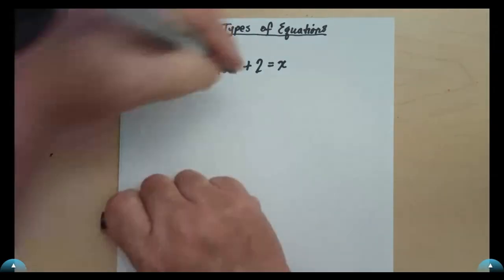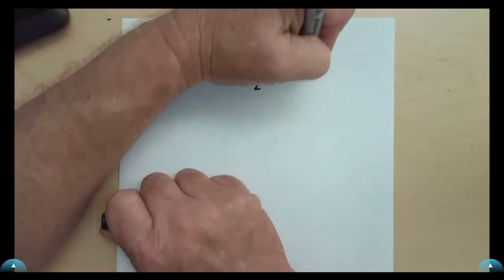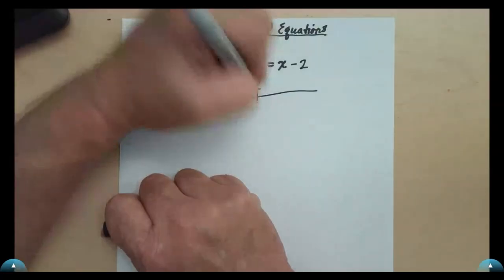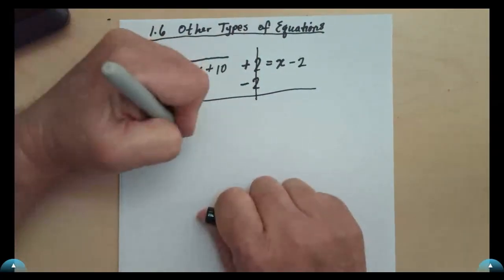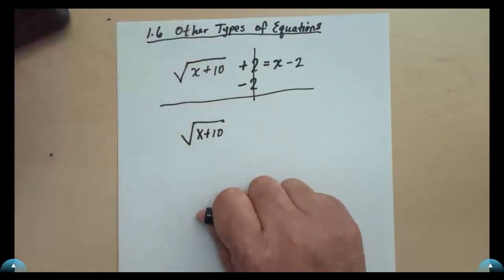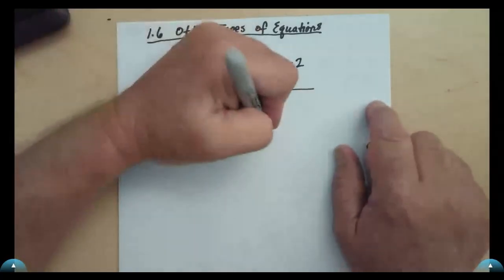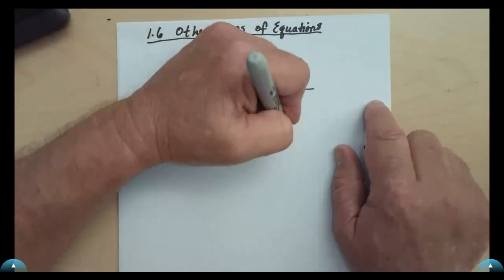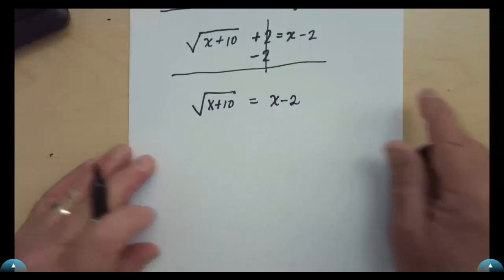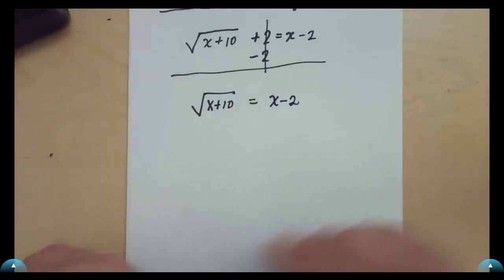So I'm going to do that. I'm going to subtract 2. Remember, it's fine to do it on one side as long as you also do it on the other side. And so when I do, I have the square root of x plus 10 by itself equals, on the other side now, x minus 2. So I subtracted 2 on each side just because I wanted to get that square root by itself before I started really working on the problem.